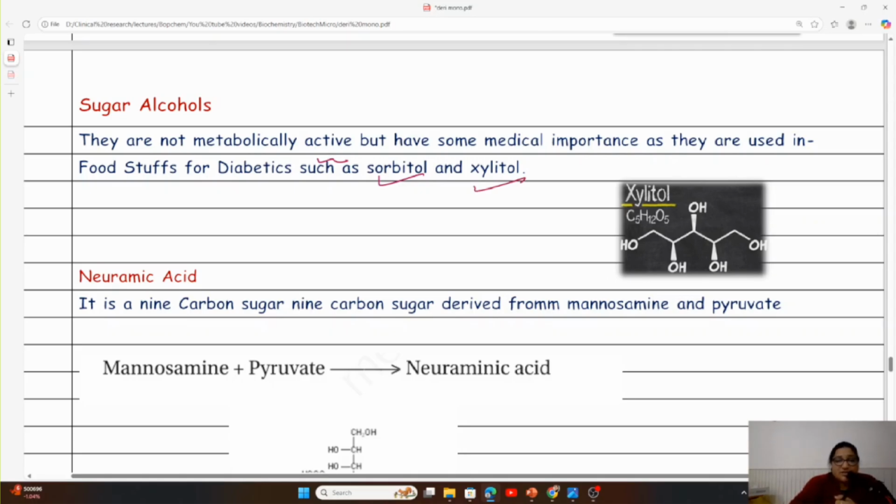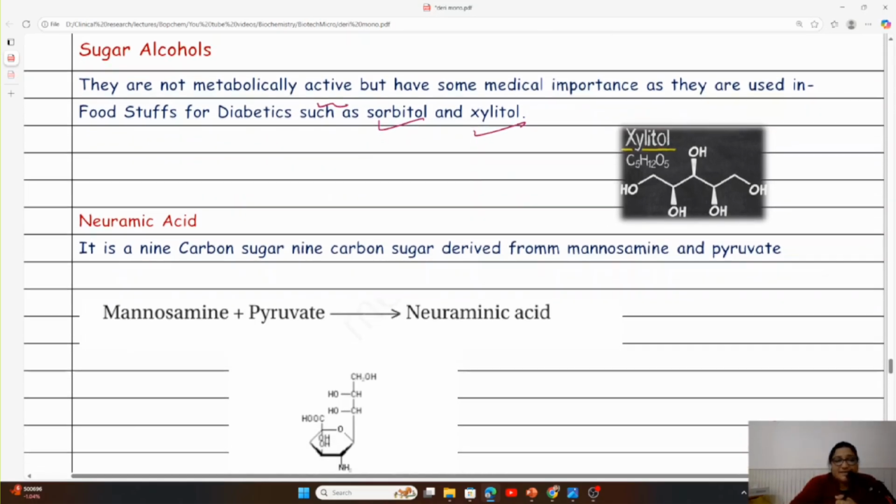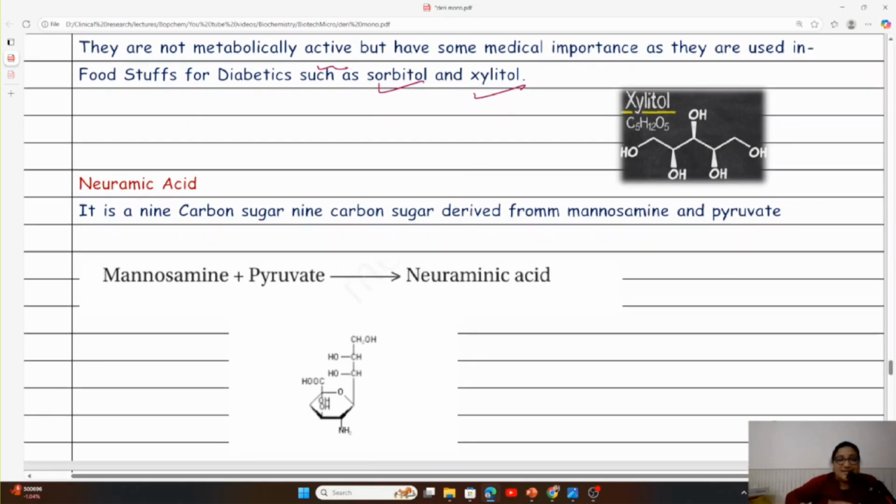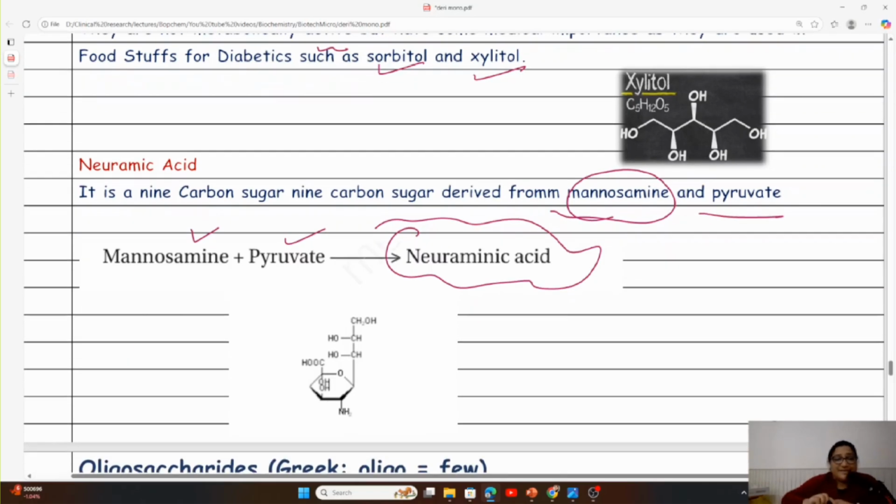Next, moving on to neuraminic acid. Neuraminic acid is a 9 carbon sugar which is derived from mannose and pyruvate. So mannose and pyruvate form the neuraminic acid. Okay, so that's all for today. Please correct the spelling, this is neuraminic acid.